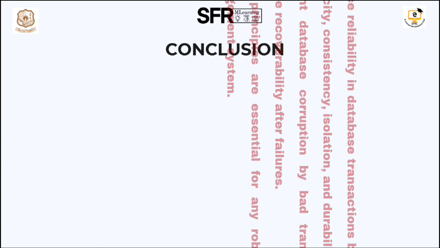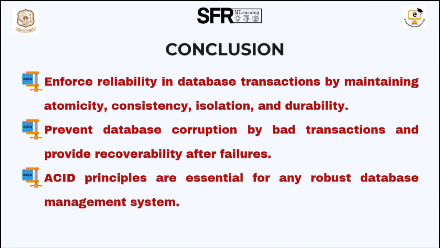Conclusion. ACID properties enforce reliability in database transactions by maintaining atomicity, consistency, isolation, and durability. They prevent database corruption by bad transactions and provide recoverability after failures. However, they also introduce performance costs due to concurrency restrictions. Despite their limitations, ACID principles are essential for any robust database management system.